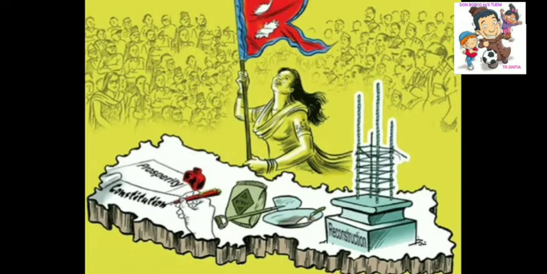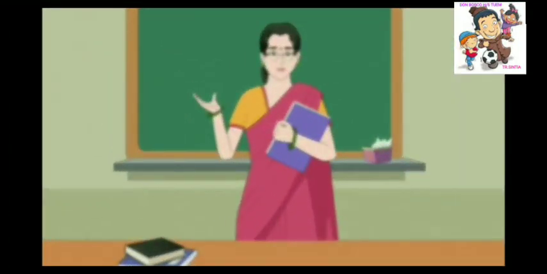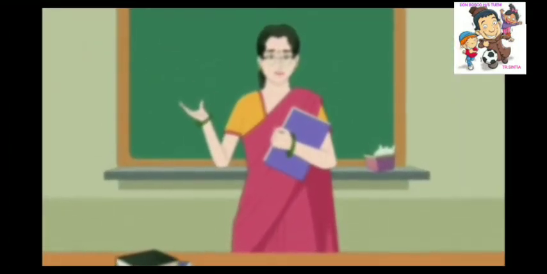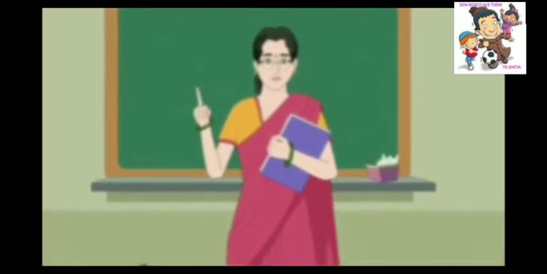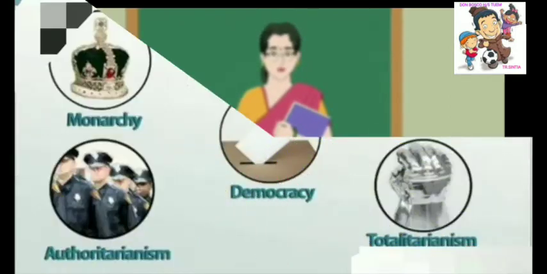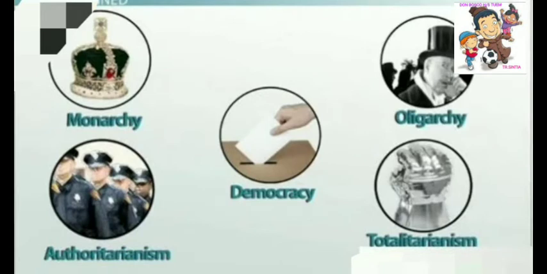Therefore, the constitution tells us the type of government a country has, whether it is a democracy, a monarchy that is ruled by a king, or a dictatorship, and so on.